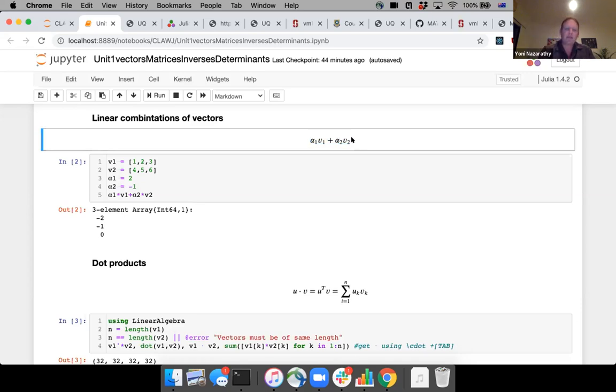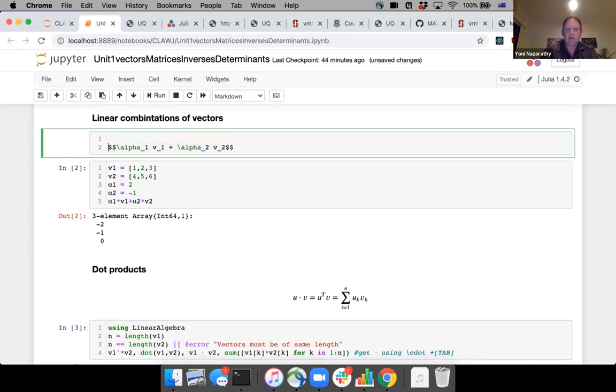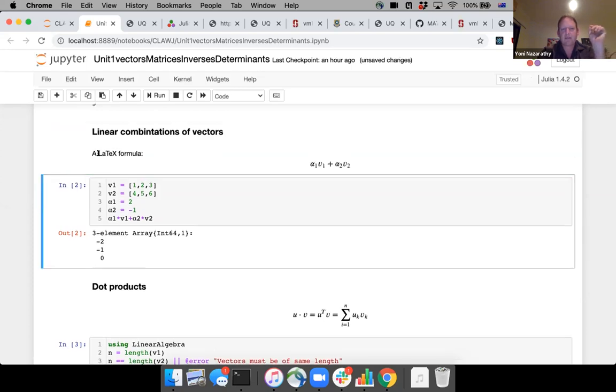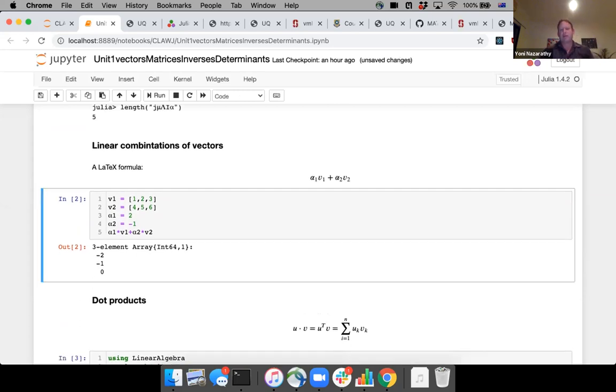Now look at this nice formula. How did I do it? Let me double click this. So you see the markdown cell. This is a markdown cell, it's not a code cell. This is written in the LaTeX language. This is a LaTeX formula. So Google LaTeX and learn how to create basic formulas.